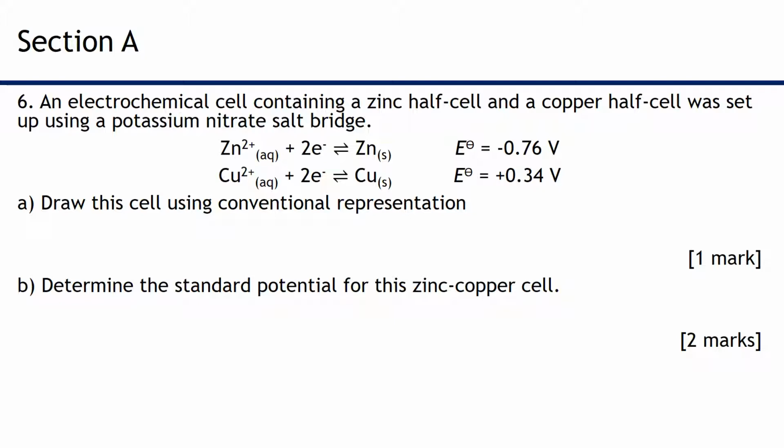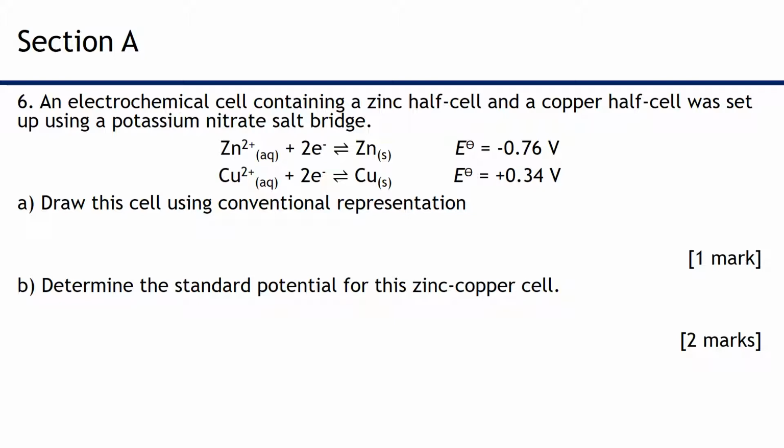Question 6. An electrochemical cell containing a zinc half cell and a copper half cell was set up using a potassium nitrate salt bridge. And you're given the 2 half equations here for both zinc and copper, and the potentials for each of these cells. And in part A, you're asked to draw this cell using the conventional representation. So this is the representation where you have both the electrodes as solids and then their ions that are produced, separated by phase boundaries and salt bridges.